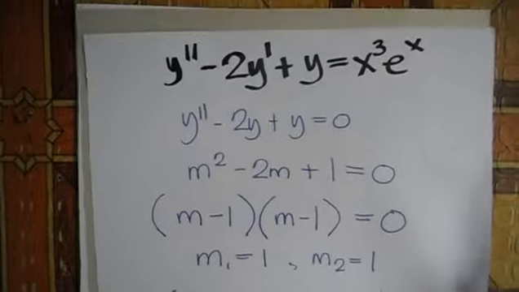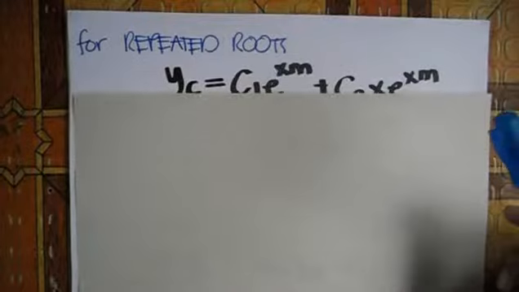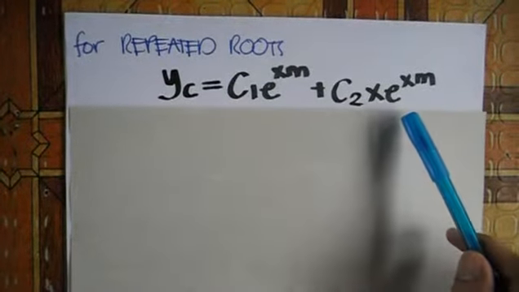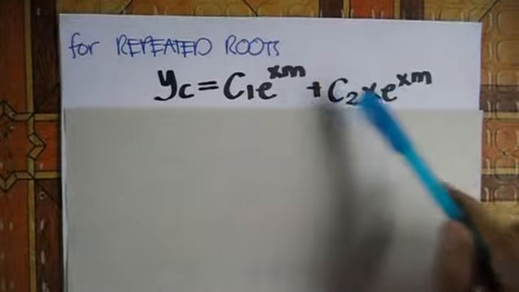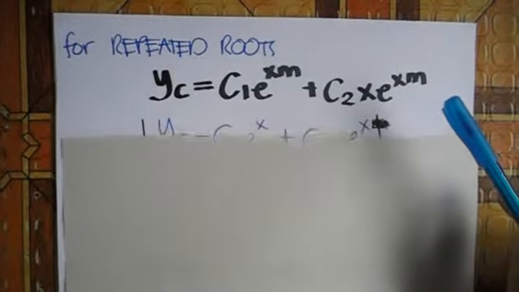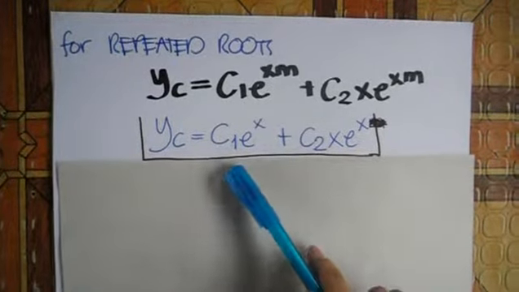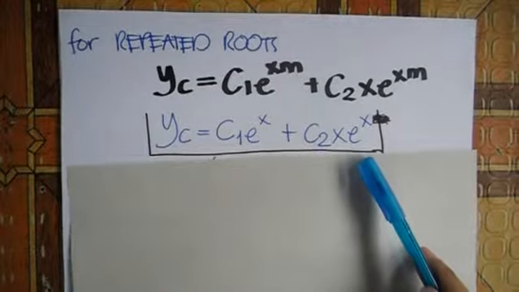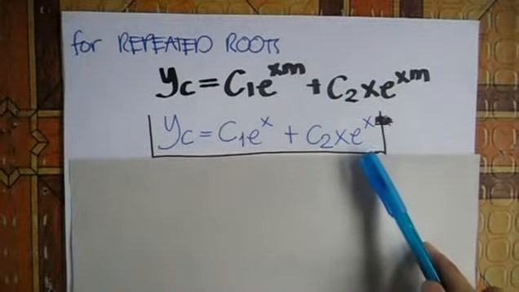For the cases where the roots are repeated, our complementary equation is like this: c1 e to the xm plus c2 x e to the xm, where our m here is equal to 1. So substituting, we get the complementary equation: yc is equal to c1 e to the x plus c2 x e to the x. So next is finding y sub p.